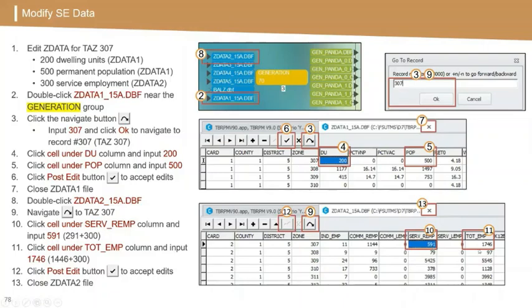But also remember to change the column called total employment. So the total employment is the sum of industrial, commercial, and service. So you add 300 to the service, you also need to add 300 to your total employment. So instead of 1446 plus 300, you should click this cell, input 1746 as your total employment. Click the post edit to accept, and then you can close the ZData2 file. So that's how you change your ZData2 file for this University Mall expansion.